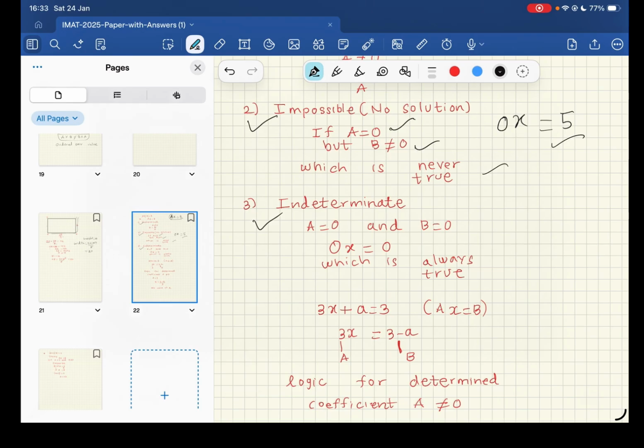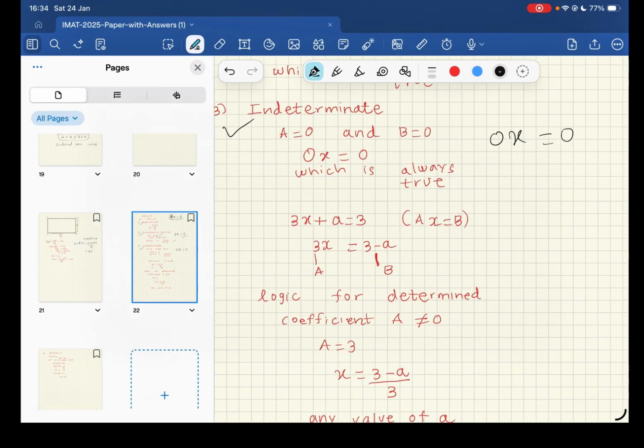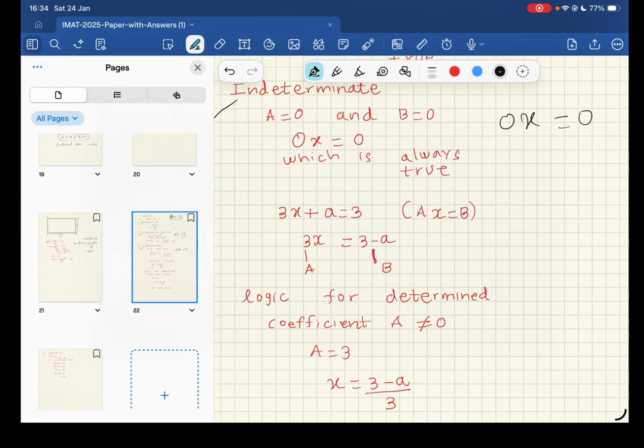Third one is indeterminate. Indeterminate means an infinite number of solutions. This occurs if A is equal to 0 and B is equal to 0, both A and B equal 0. It's always true, which we discussed, 0x = 0. It is always true, so you can have an infinite number of solutions. So this is the basic idea, and now try to approach this question in that way.